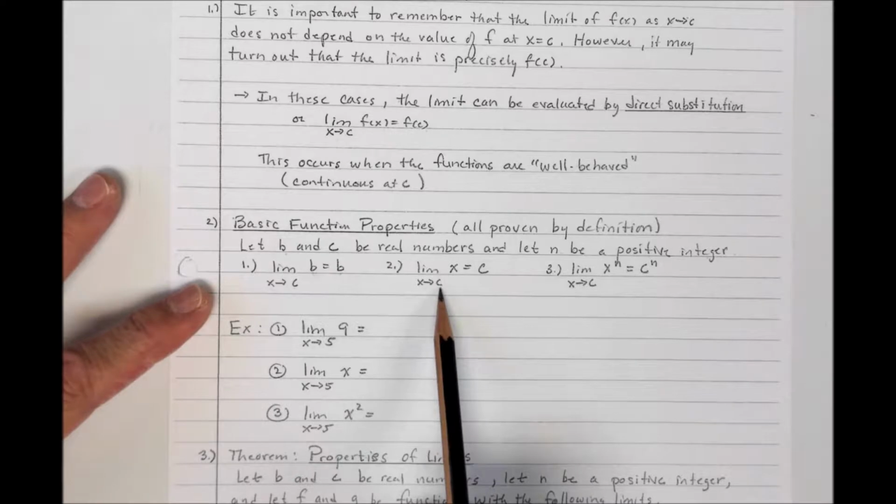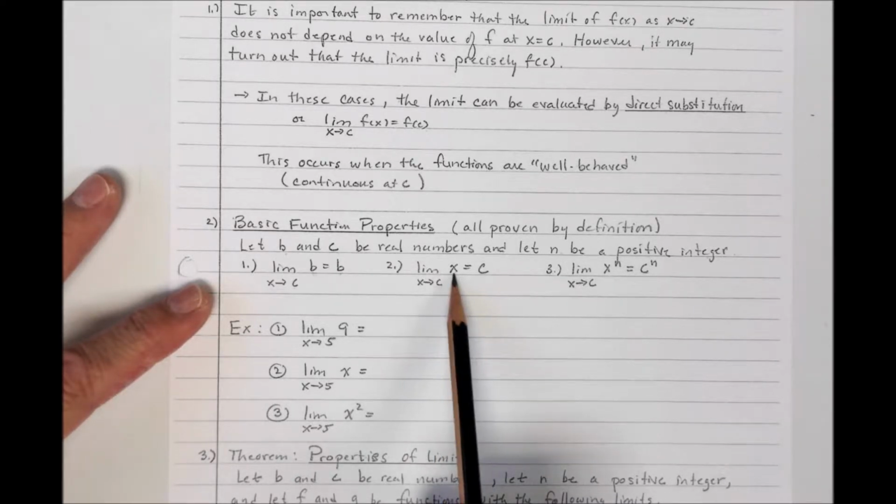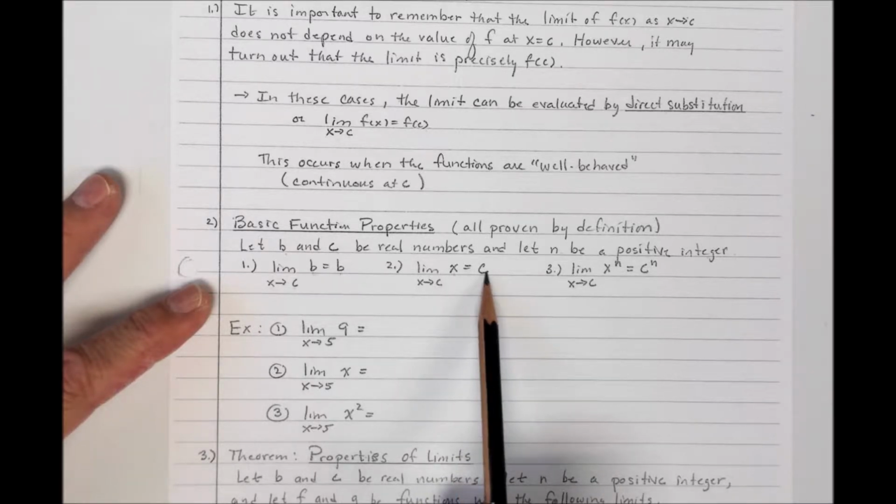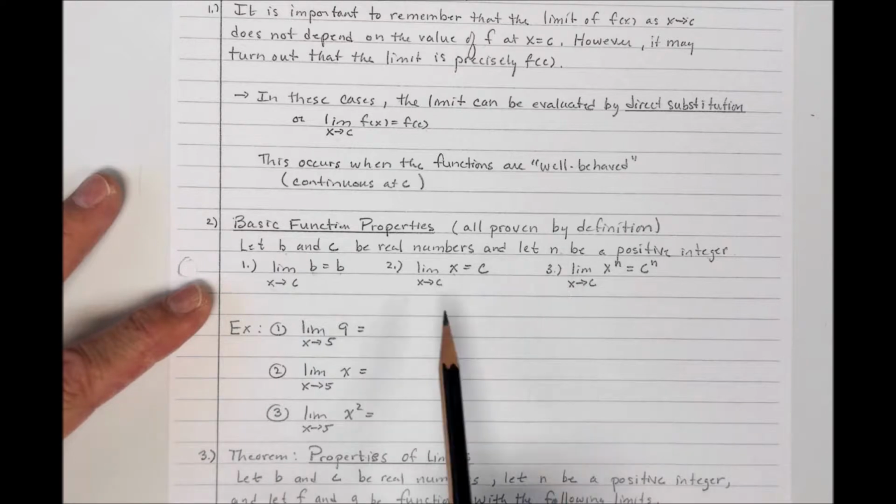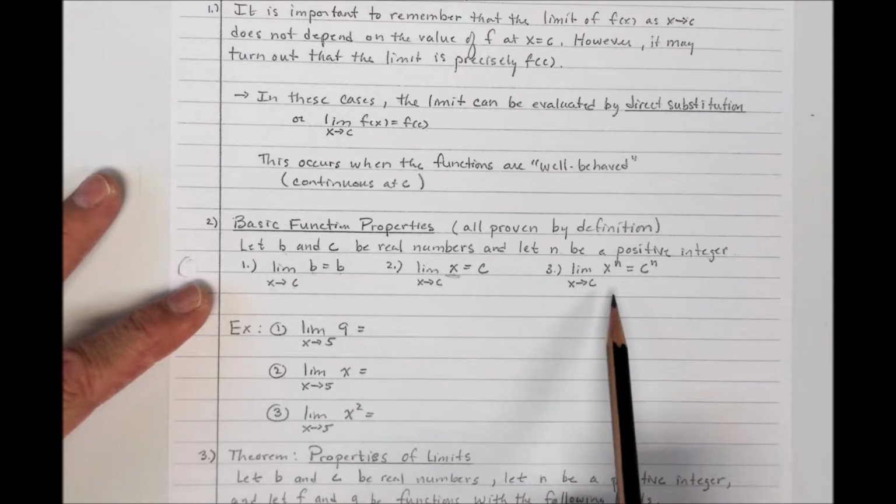And then this one, the limit as x approaches c of x. Well, if x is approaching c and we're taking the limit of x, then it is approaching c, so it's equal to c. It's as if we have directly substituted the c into the expression that we're taking the limit of. Same thing here, only this one has to do with a positive integer exponent. The limit as x approaches c of x to the n is equal to c to the n. Again, it looks like we've done direct substitution. We just plugged the c in for that.